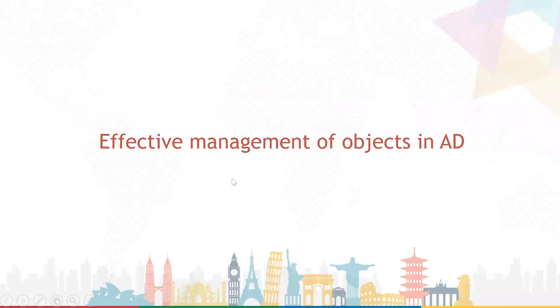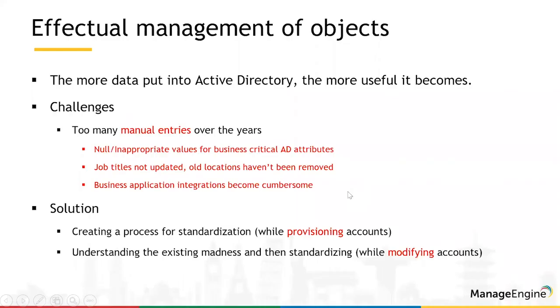The second topic that I'd like to discuss is effectual management of objects in a hybrid Active Directory, right? Now, as I mentioned at the start of my session, when you have Active Directory as a technology platform for years together, you have some challenges. Those challenges are manual entries. You have too many people working on projects, handling things, onboarding users. So there are lots of manual entries. You have null values, inappropriate values, job titles not being updated, old locations that haven't been removed.